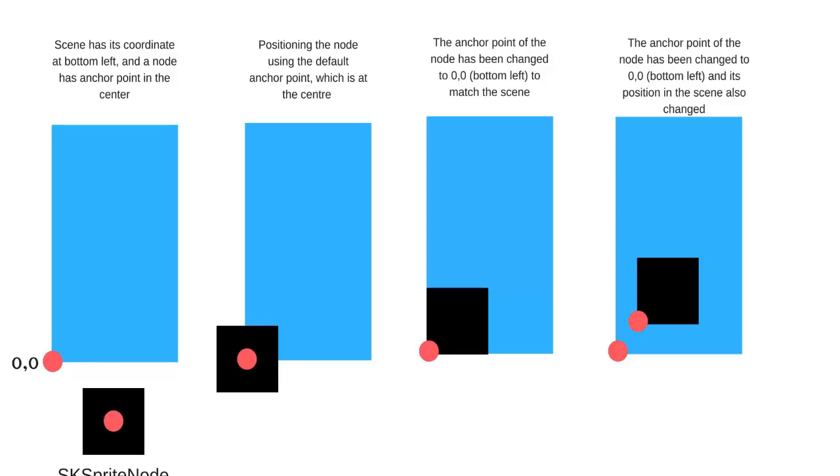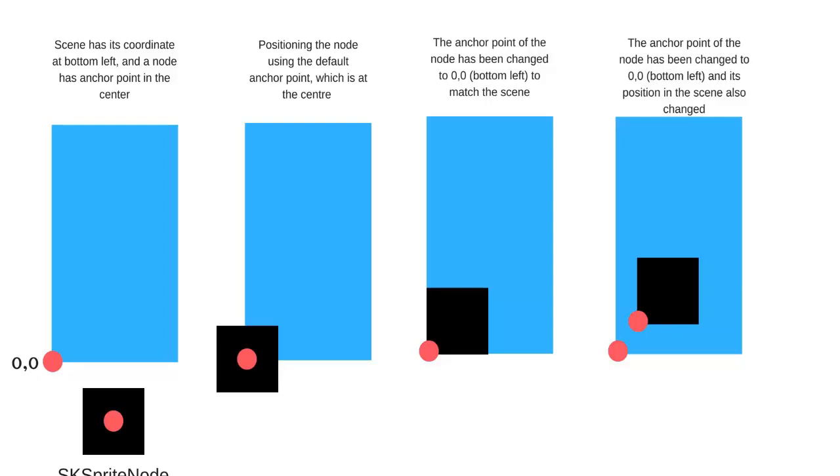That's why we have half of the cat showing, or a quarter of the cat showing. But here, I changed the anchor point to the bottom left, which is CGPoint.zero, to match the scene. By changing the anchor point, the anchor point and the coordinate point, which is the origin of the SKScene, are going to match. So that is why we eventually saw the full cat.